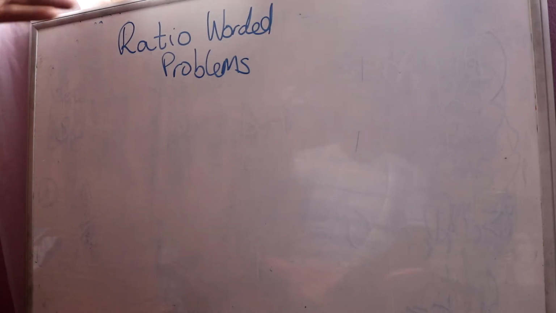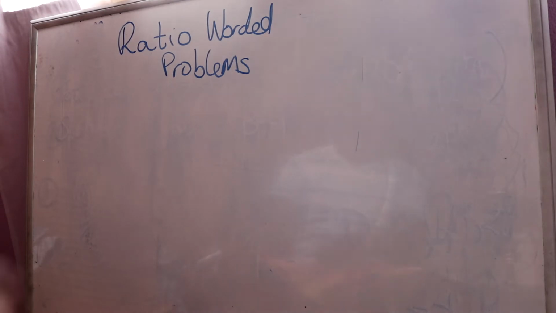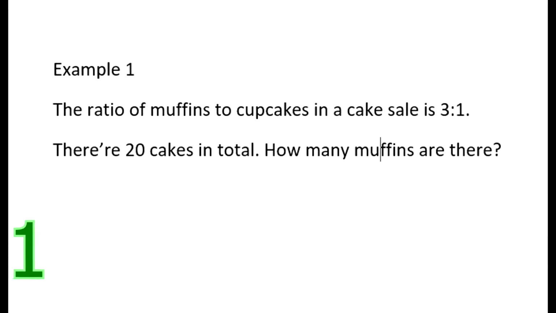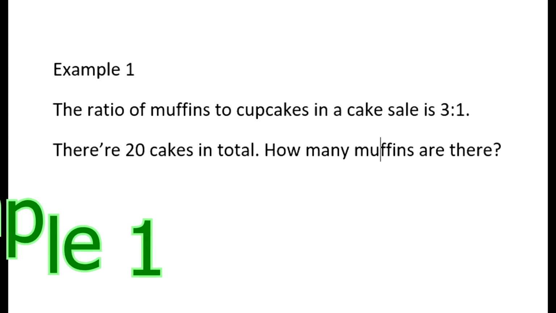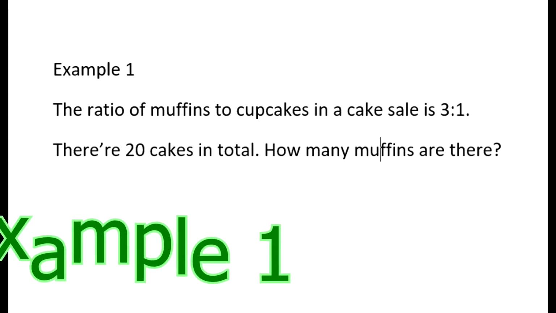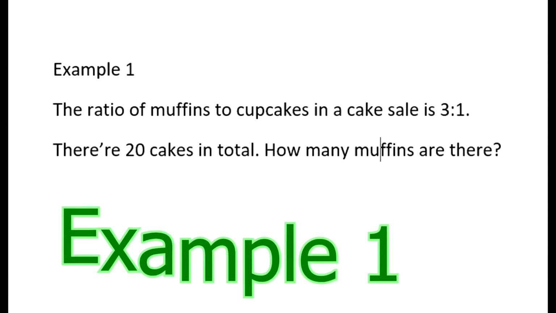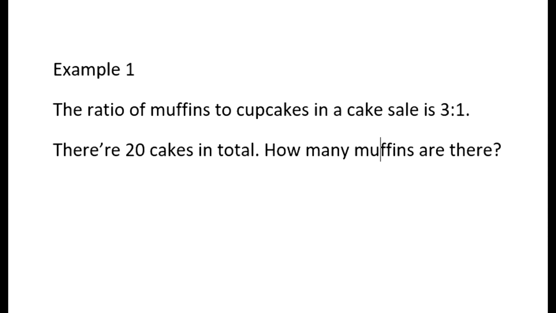So you're going to head this up in your book, and then put this first question. The ratio of muffins to cupcakes in a cake sale is 3 to 1. There are 20 cakes in total. How many muffins are there?